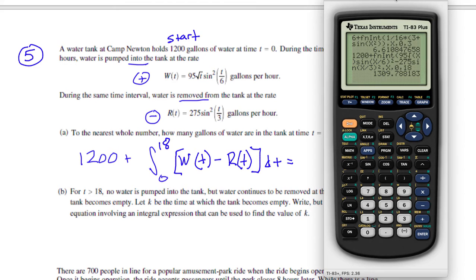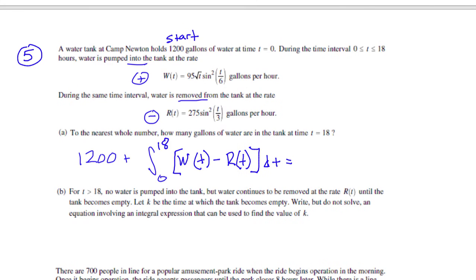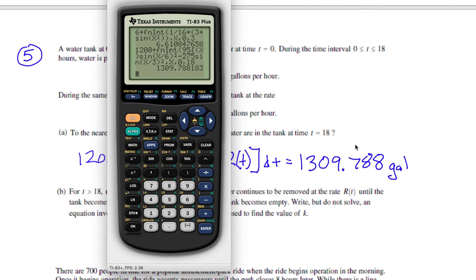There it is, 1,309.788. Our units here are gallons. And I did write that correctly.